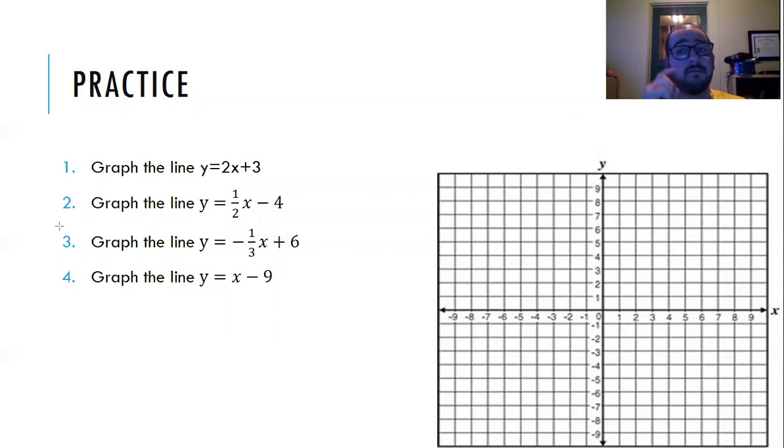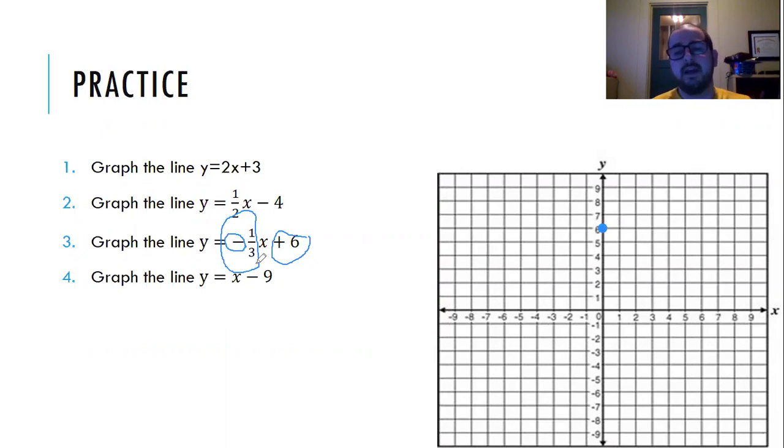I want to do just one more because the next one is very challenging for a lot of students. Noticing that there can be a negative here, okay? Now, this whole slope is negative. I'm going to show you what I mean by that in just a second. Let's start again with the y-intercept, which is +6. So we'll go up to +6. Nice, solid point. Okay.